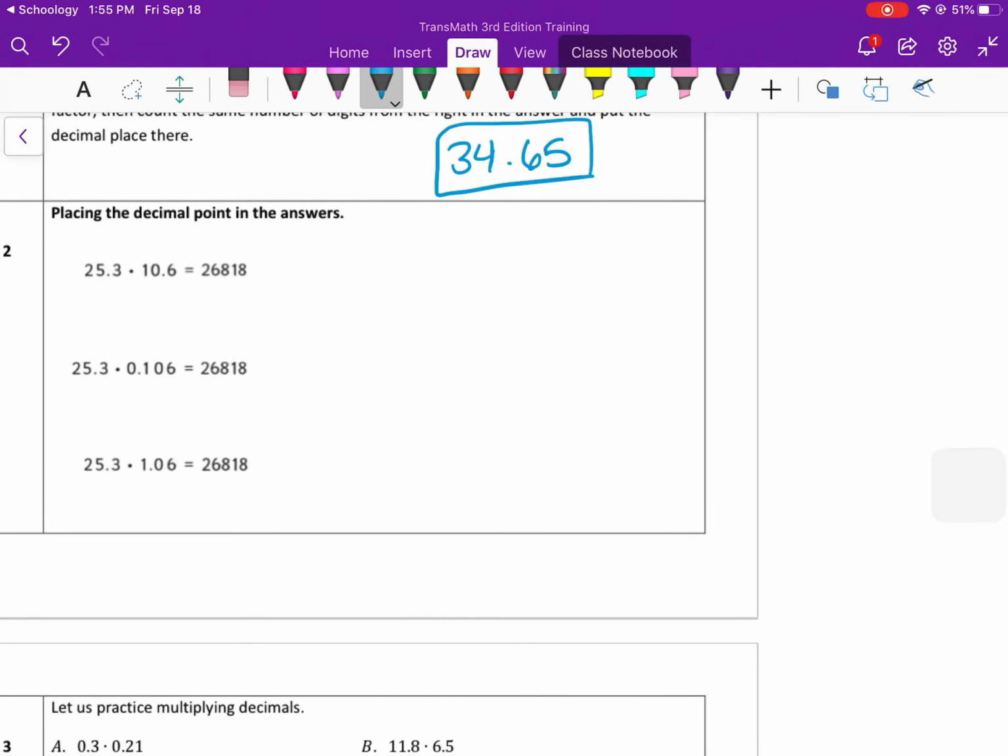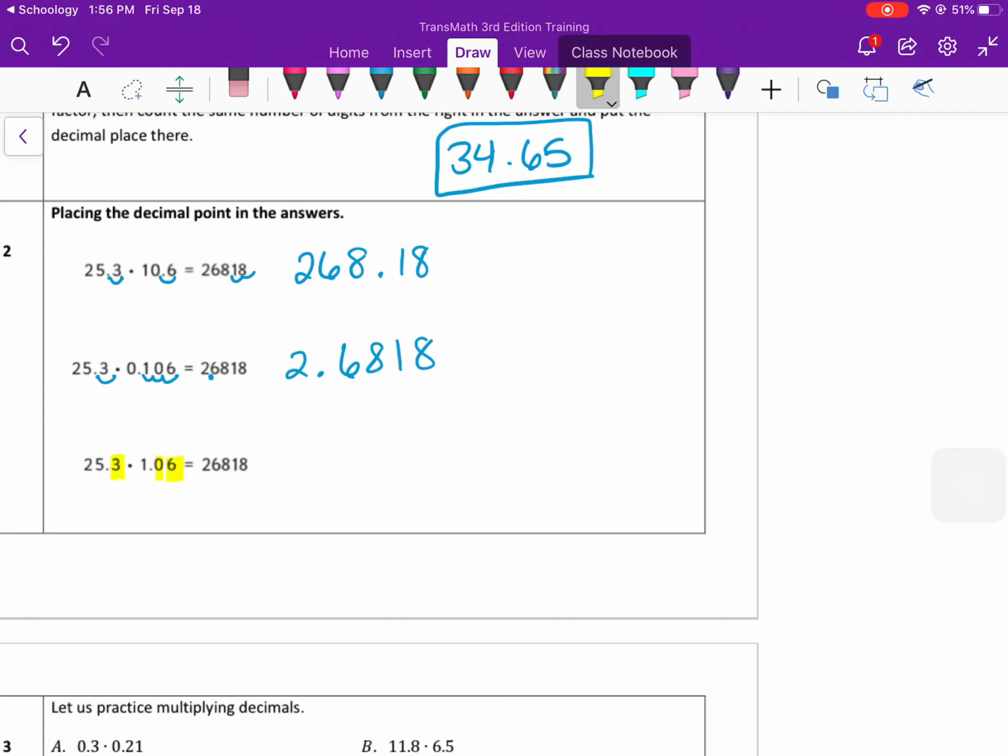So let's practice placing the decimal point in the answer. So 25 and 3/10 times 10 and 6/10, there's 1, 2 numbers behind the decimal in the product here. So in the product we have 1, 2, so the decimal would be right there, 2 numbers behind the decimal again. In this one, we have 1, 2, 3, 4 numbers behind the decimal. So then in our answer, we have to have 4 numbers behind the decimal. So the decimal point would go right there. So that we have 4 behind.